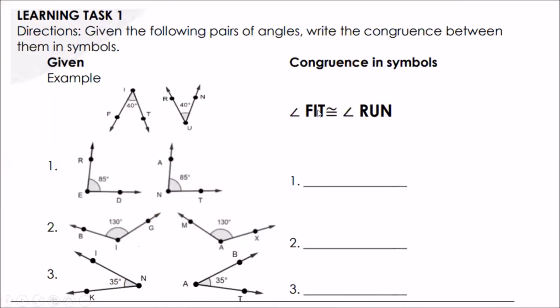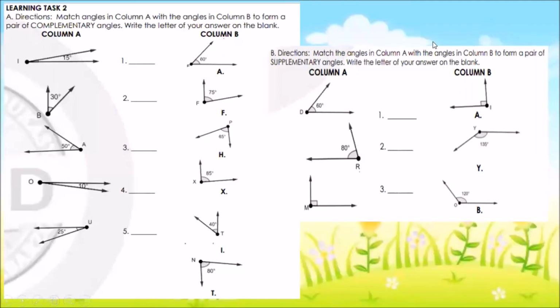Now, in learning task 1, direction: given the following pairs of angles, write the congruence between them in symbols. Don't forget the angle symbol and the congruent symbol in your answer in learning task 1 to 5. In learning task 2, directions: match angles in column A from the angles in column B to form a pair of complementary angles. Write the letter of your answer on the blank or on intermediate paper.